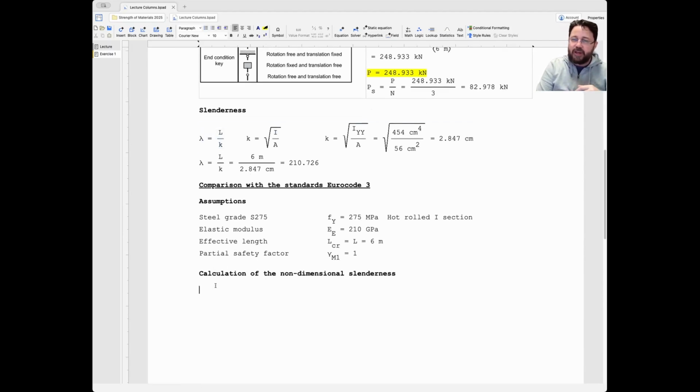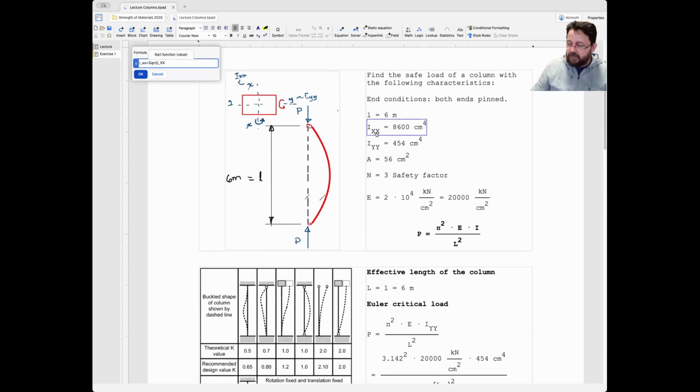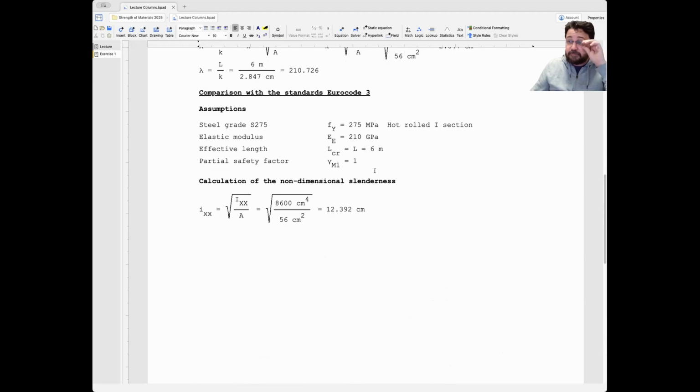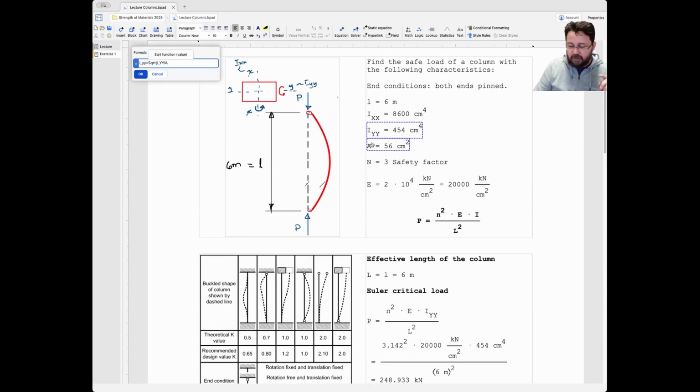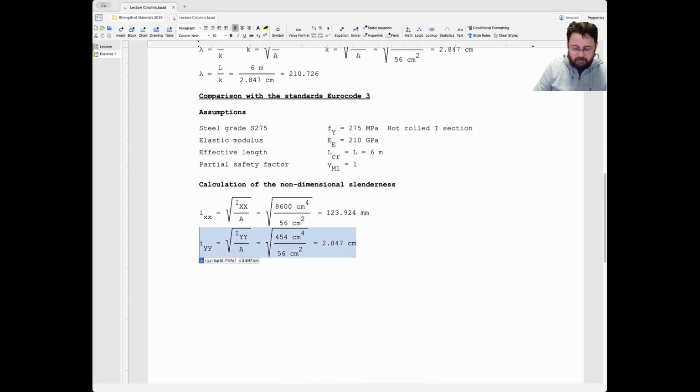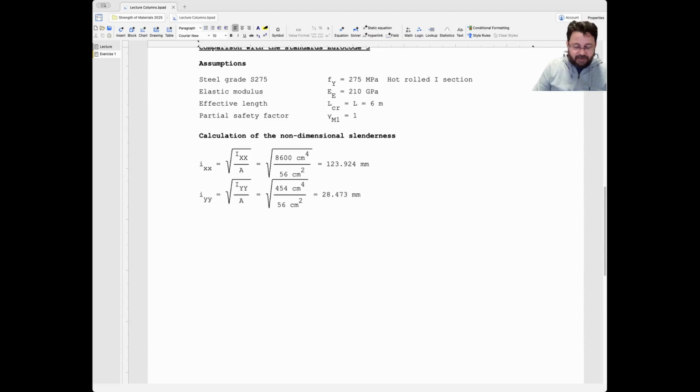For that, we need to calculate the x radius of gyration, which is going to be this divided by the area. Let's put it in millimeters to be fully compliant. And then you have the y radius of gyration, and that's going to be the relation between this and this here, again in millimeters. Then the slenderness ratio, I'm going to call it lambda, for both axes, because it depends on both sides.